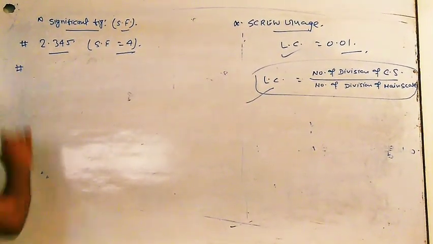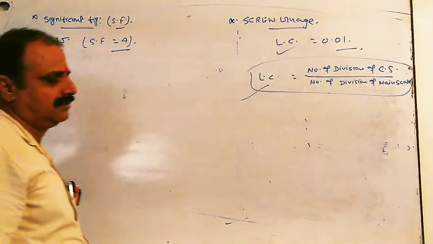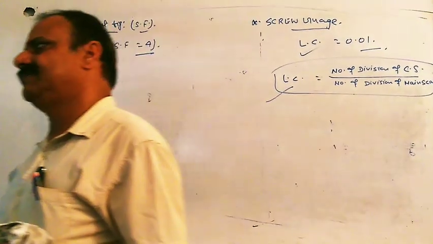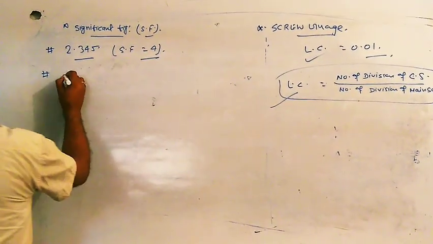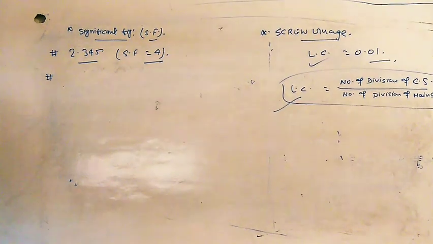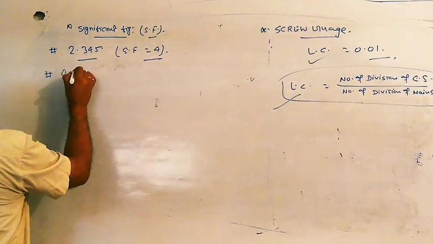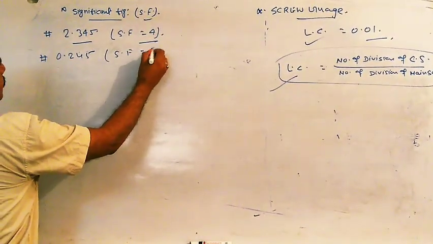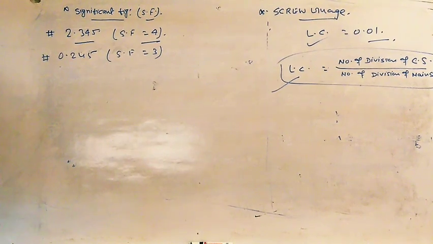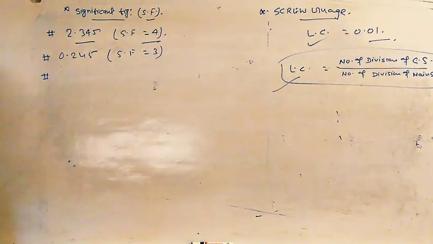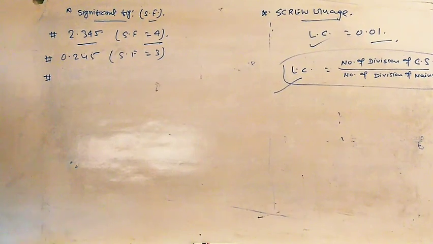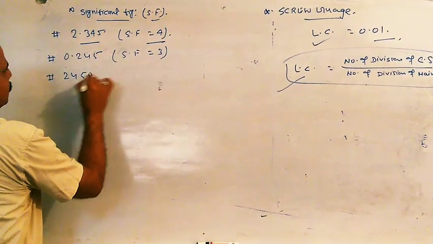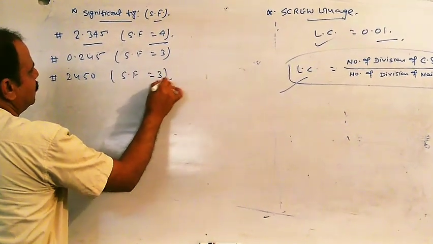Second rule, right? Any zero before non-zero digits are not countable, either before decimal or without decimal. Suppose that 0.245, SF is 3 only, 0 is not countable. Number 3, trailing 0 after non-zero digits without decimal point are not countable. 2450, SF is only 3, zero not countable.